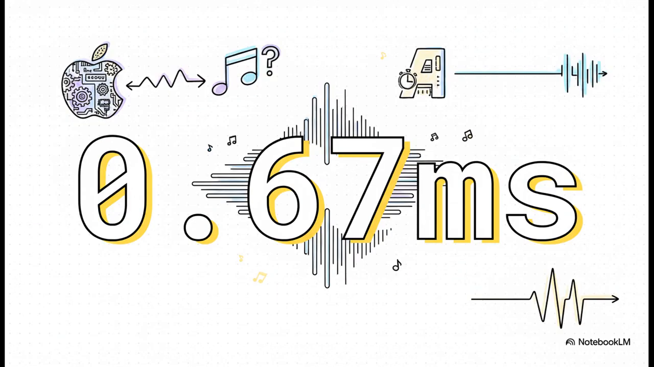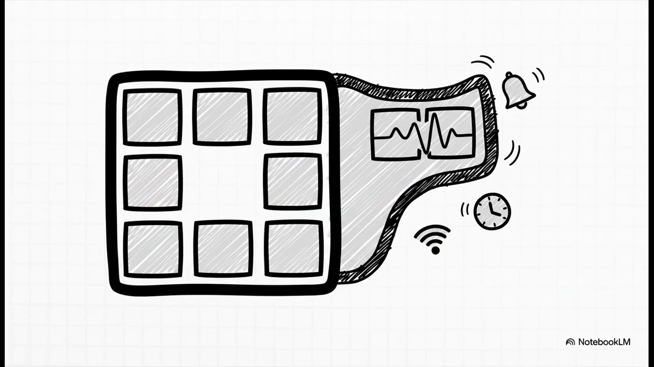0.67 milliseconds. That's less than 1 millisecond for the entire round trip. If we go back to our drummer analogy, that's not like them being 10 feet away. It's like they're less than a foot away. It is, for all practical human purposes, instantaneous. It's a number that just completely rewrites the rules for what you can do with real-time recording and performance. So the big question is, how? How is that even possible?